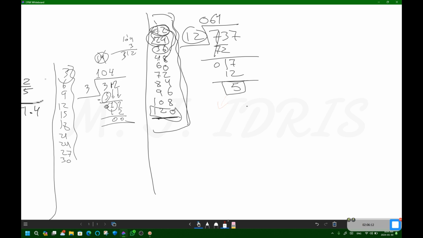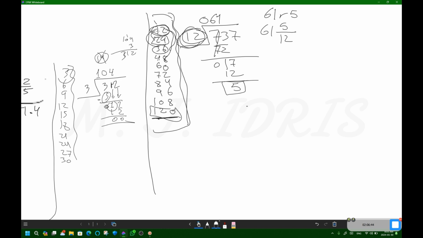When we reach this stage, I can represent my answer in 3 different ways. Method number 1: 61 remainder 5. I just write it like this. Method number 2: 61 and 5 over 12, so 61 and 5, which is the remainder, over the divisor, which is the same number I was dividing by.